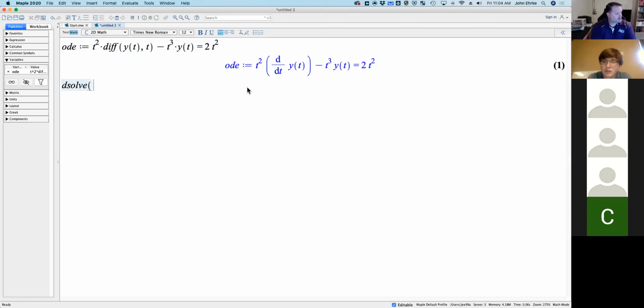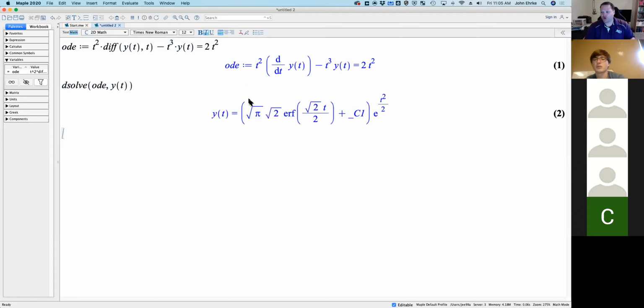One of the first commands you learn is dsolve, which is take and solve that differential equation. And it looks horrible. This is not an equation that you would want to solve by hand necessarily, although it's not too bad once you write it in the proper form. But this allows me to solve that differential equation for y of t. Notice I do have a constant here, C1. That's an arbitrary constant, which I could find given an initial condition, but we don't have an initial condition here.